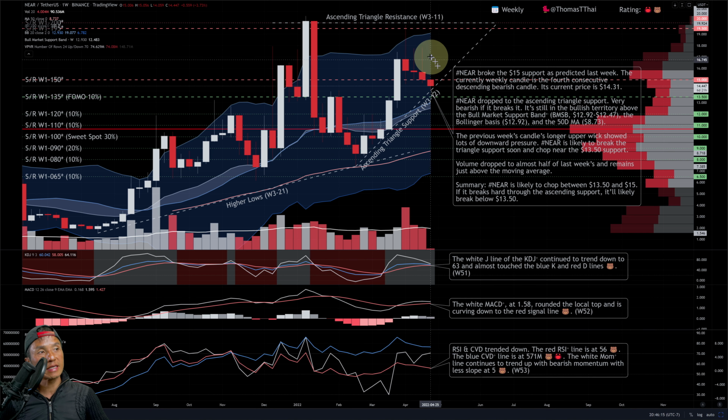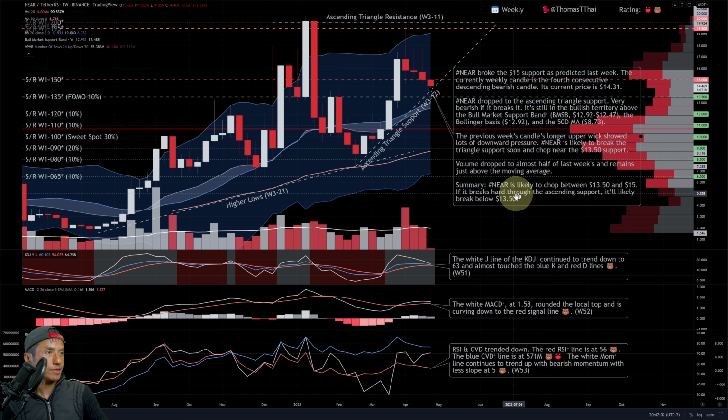However, currently it's still in bullish territory because it's above the bull market support band, this gray ribbon here. And that gray ribbon has a price range of $12.93 to $12.48. And that's right around this area here. And NEAR is still above that right now. Additionally, the Bollinger band middle basis line, this blue line, is shared with the bull market support band here. And that middle basis line is 12.93. So it's still above that. So overall still pretty bullish, though it's trending down. Still in bullish territory.